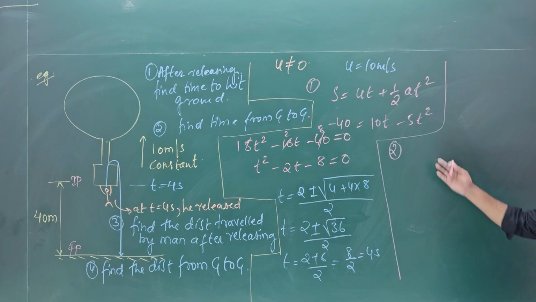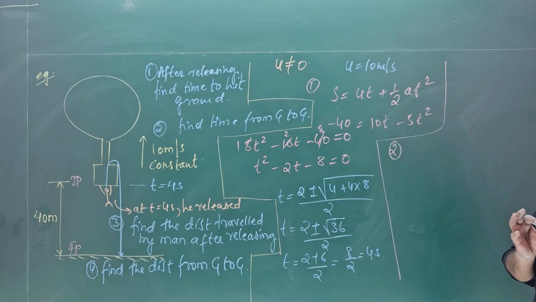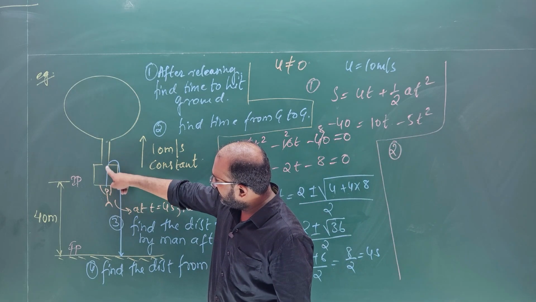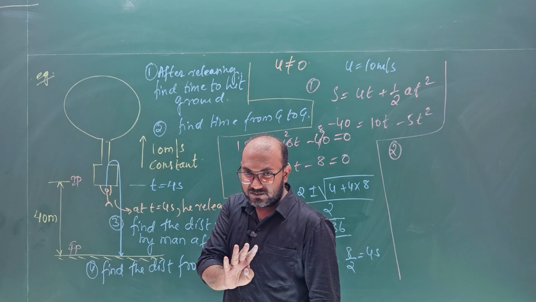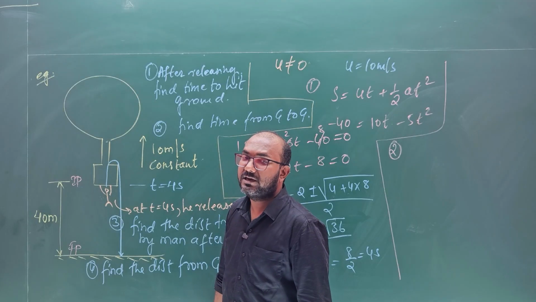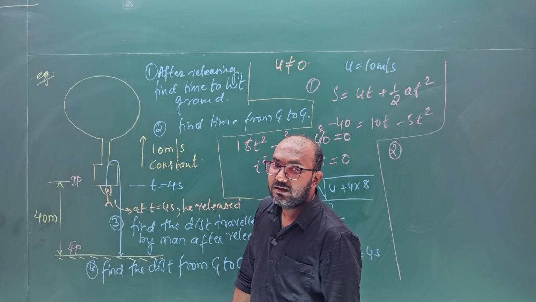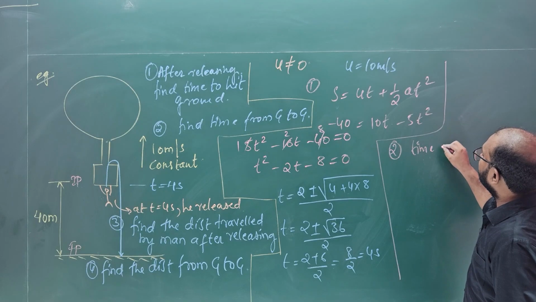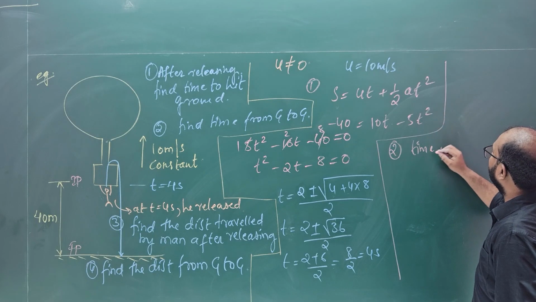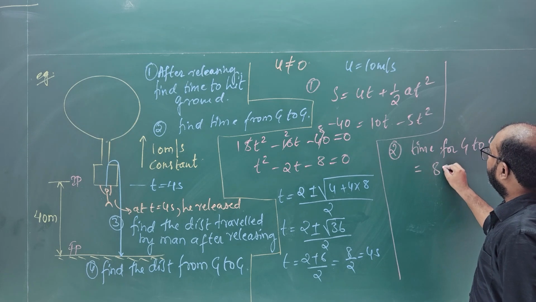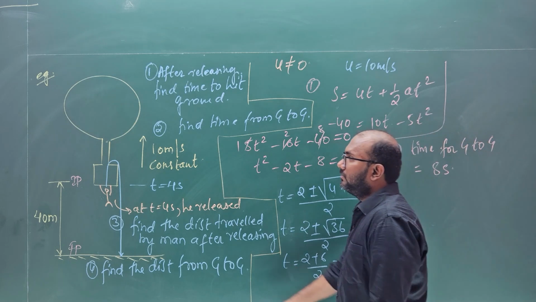We can do it here. This space is enough. Find time from ground to ground. From here to ground, we already calculated, that is what? 4 seconds. Can I say that from here to here is also 4 seconds? Already given in the question. That means total time period, time for ground to ground, is nothing but 8 seconds. Okay, now you can write.